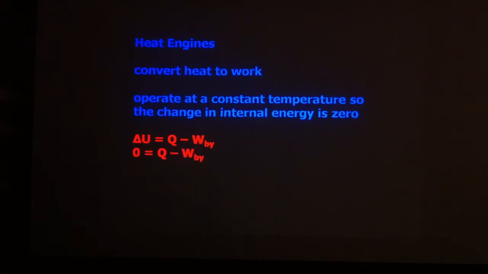So if delta U is 0 and we add work done by the system to both sides, that's going to cause work on the right to cancel out. We're going to see that the work done by the system is equal to the heat flow. Now, this heat flow is going to be the heat that's added minus the heat that's taken away from that engine, which is what we're going to see in just a moment.